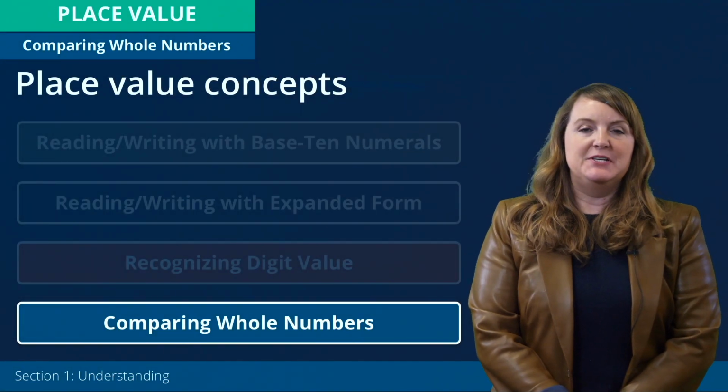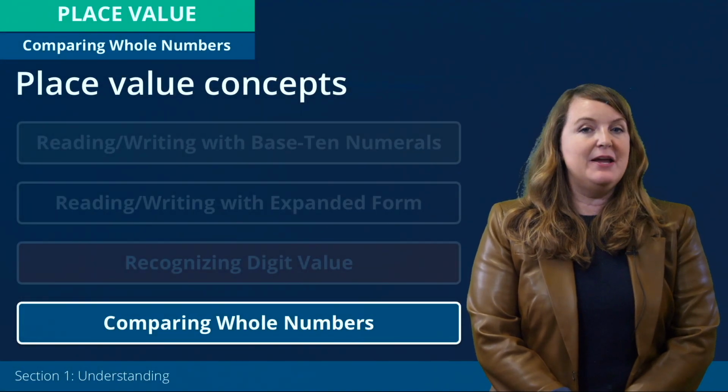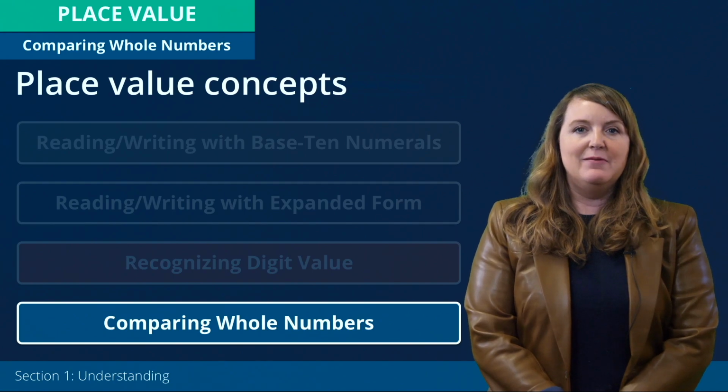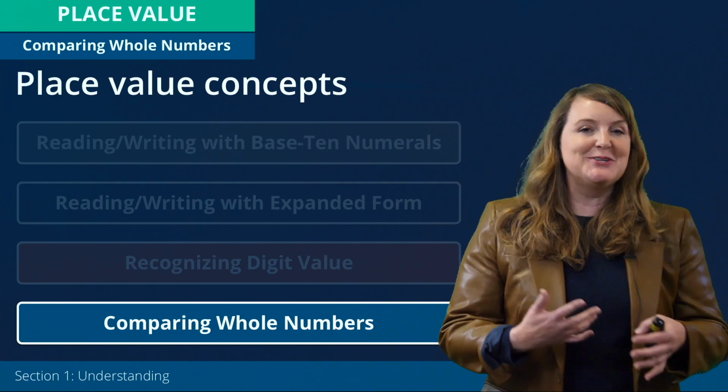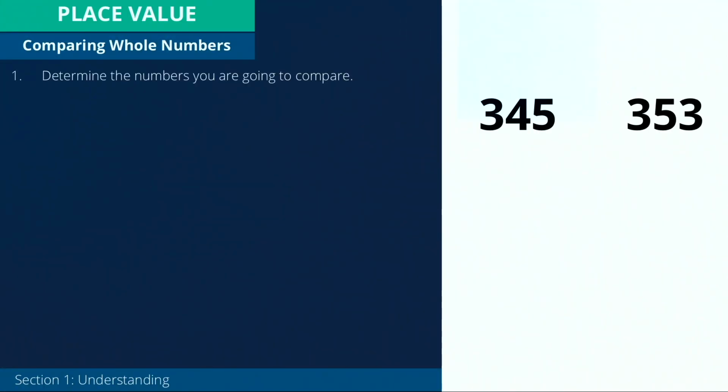Now let's focus on the place value concepts related to comparing of whole numbers. And we are going to use some visuals here, so I need to make myself disappear so you can see those visuals. So as we compare whole numbers, the first thing we want to do is determine the numbers we're going to compare. Here I'm going to compare 345 to 353.